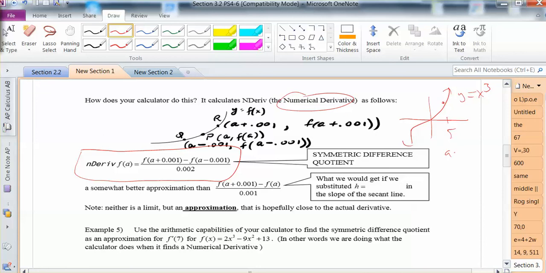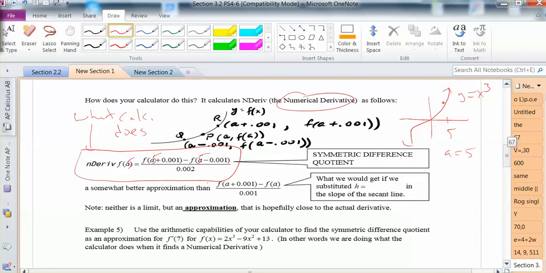So say a equals 5. And say that you add 0.001 to 5. So let's say I put a 5 here. I add 0.001 to 5, and I subtract 0.001 from 5. And divide that by 0.002. If you work that out, that's what the calculator is doing. This is what the calculator does. It actually will do that when you ask it to give the derivative of a function at a certain x value.